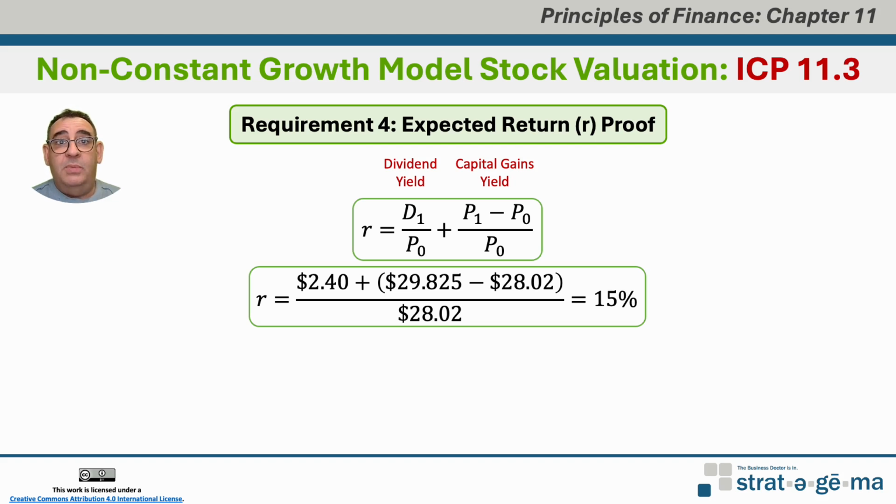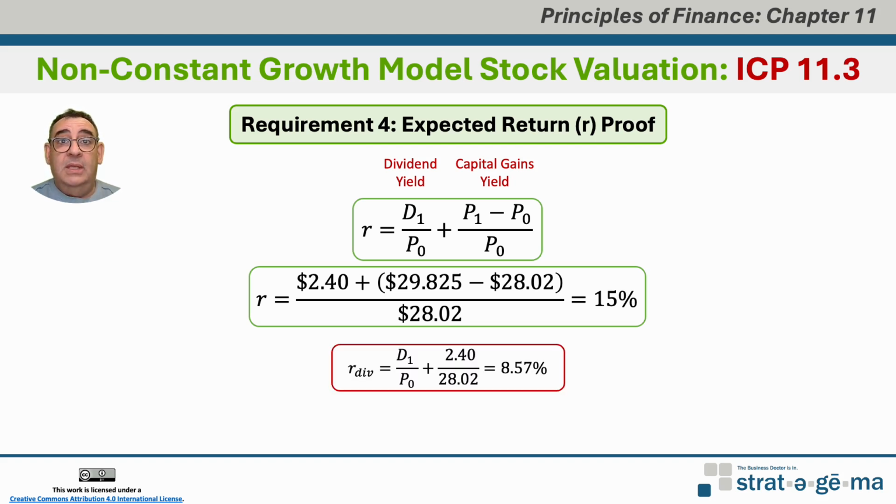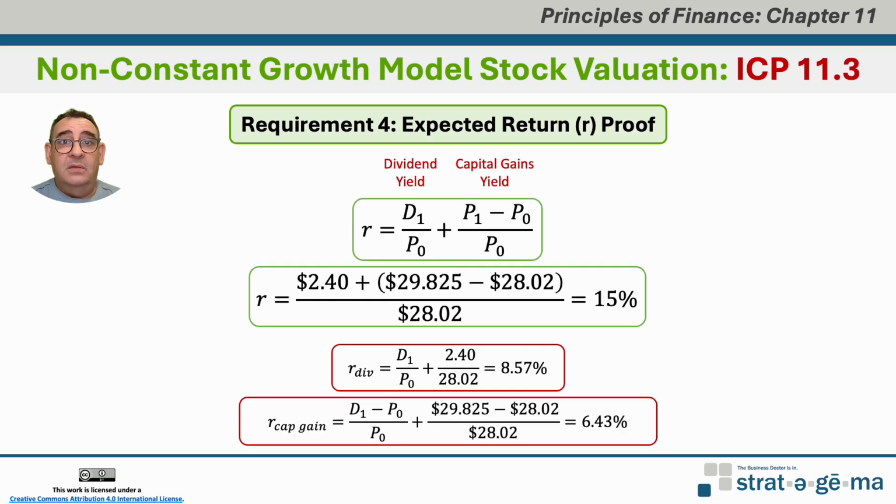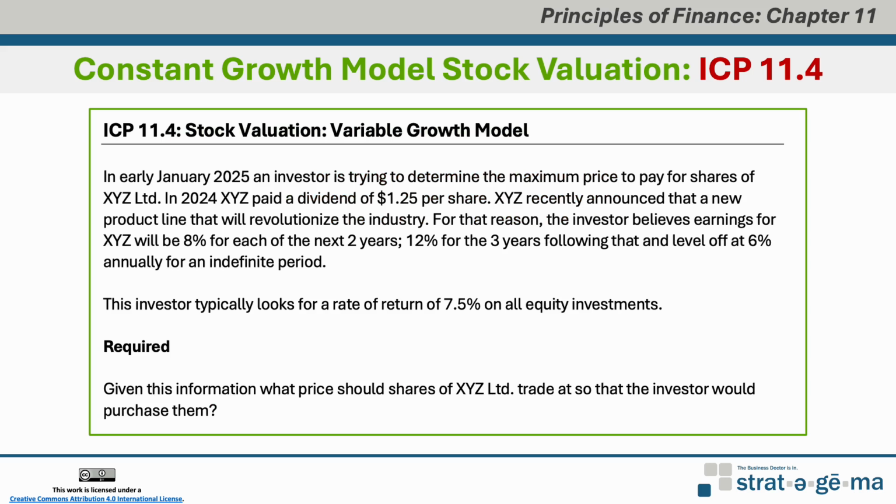If we split that up into the dividend yield, we would take $2.40 D1 divided by 28.02, that's about 8.57%. The capital gain yield is the second term, P1 minus P0 divided by P0. So 29.825 minus 28.02 divided by 28.02, that's 6.43%. And when you add them together, you end up at 15%. And our last ICP, 11.4.